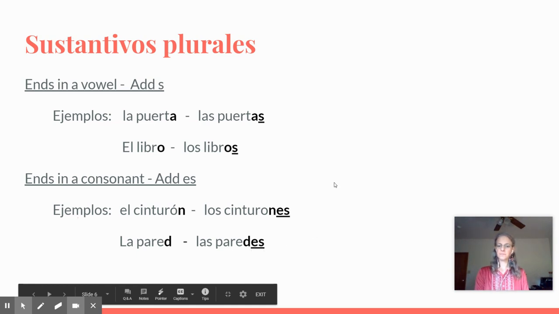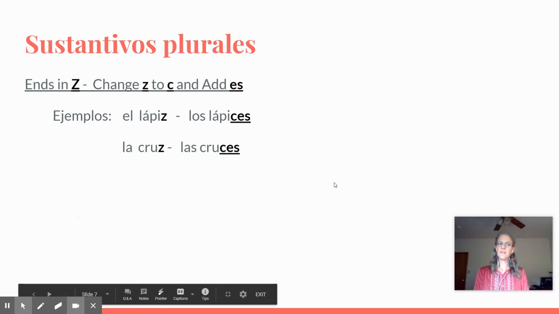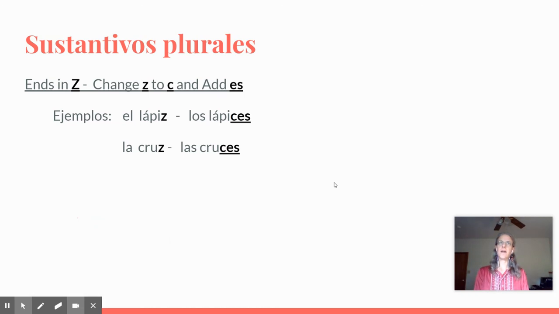And our last piece is an odd thing in Español: if a word ends in a z, we change the z to c and add es. So for the word el lápiz, to make it plural, los lápices, drop the z, change it to c, and add es. Or the word for the symbol cross, la cruz, change the z to a c and add es. Eso es todo.